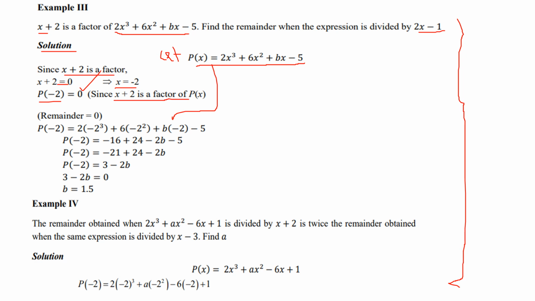Now, in substituting for the value of x and simplifying, you are going to get p of negative 2 to be equal to 3 minus 2b. But we got this negative 2 from a factor. That means that whichever substitutions we have made, they must be equal to 0. So that's why we got this expression and we equated it to 0. So making b the subject, you have 3 divided by 2, which is the same as 1.5.